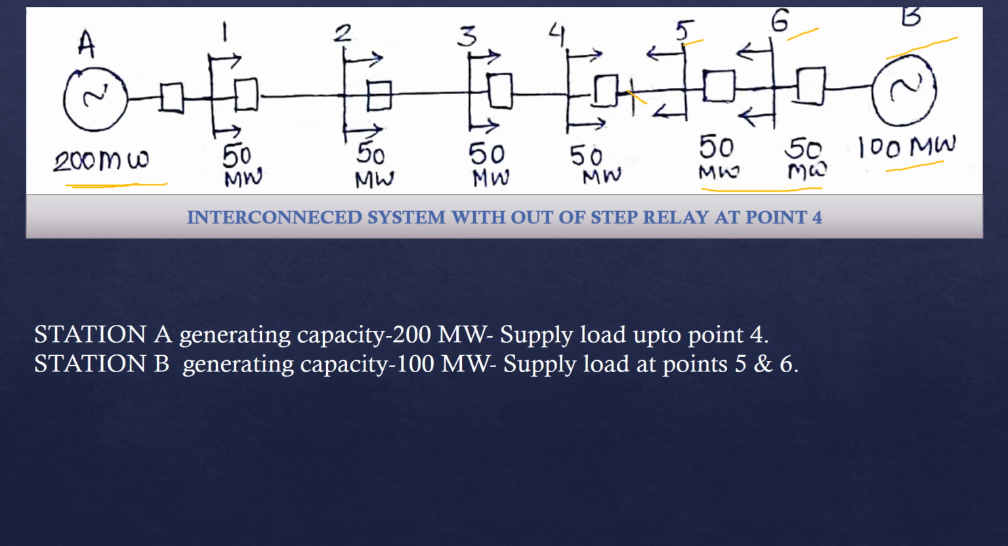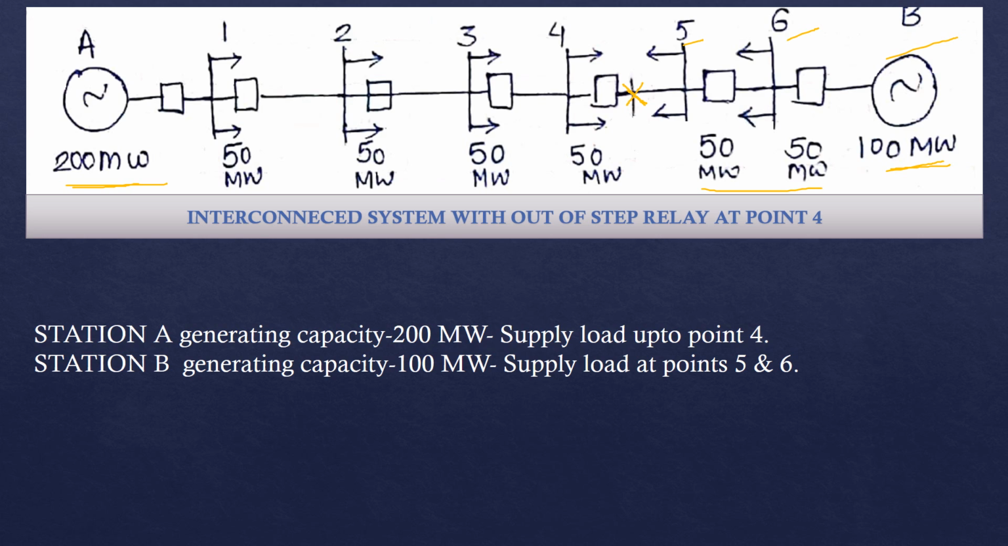we should provide a relaying equipment between buses 4 and 6, such that if the station B generator loses synchronism, then we can disconnect loads 5 and 6 from the system, but we can still supply loads 1 to 4.